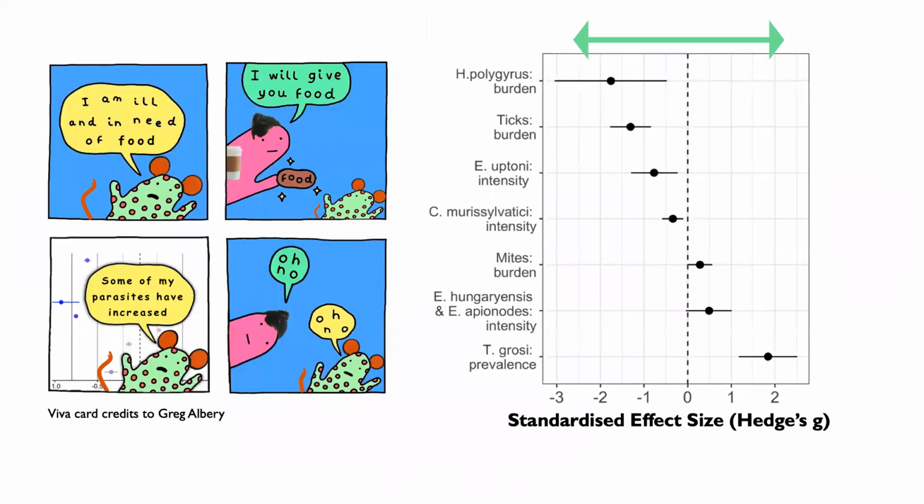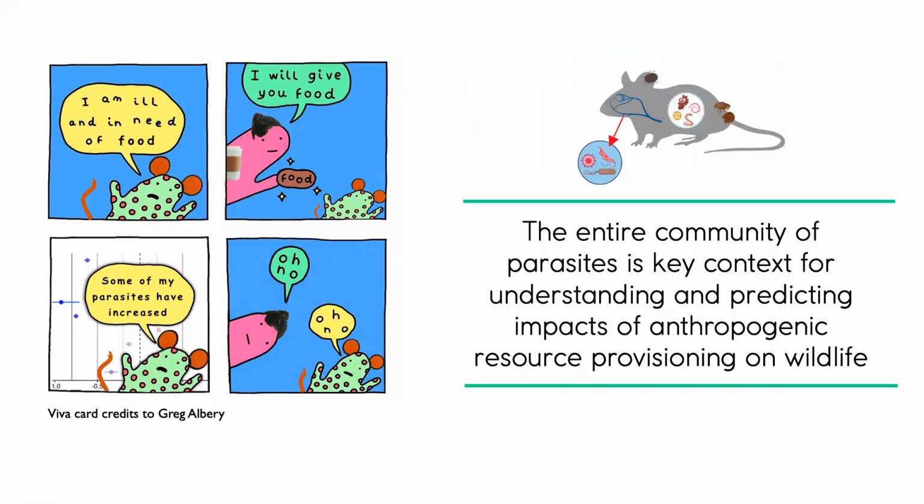And the takeaway here is really that within this single population, we see this range of negative to positive effects. The implication, as summarized nicely by a Viva card that I received from one of my friends, is that you can have really good intentions supplementing wild populations, but unless you're measuring the entire parasite community, you're not really sure what the health effects are. So the entire community of parasites is really key context for predicting what the effects of resource provisioning and changes to the environment might be on wildlife health.